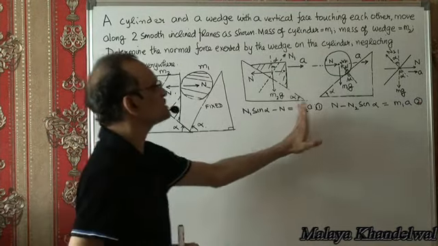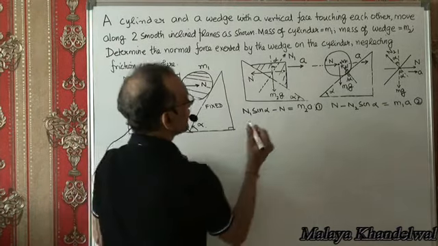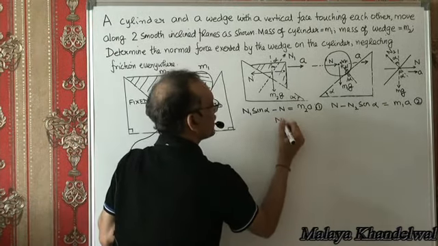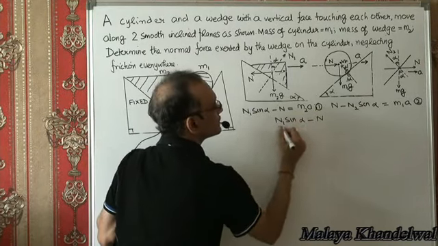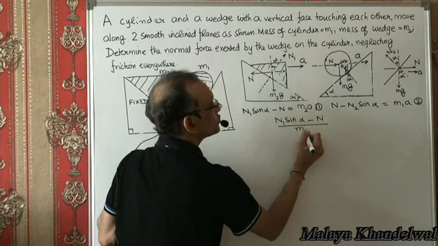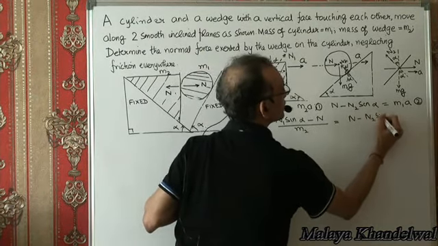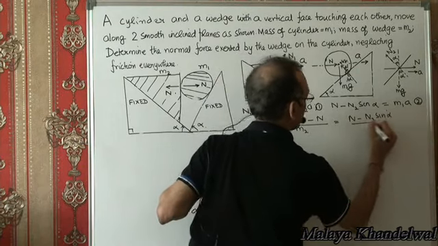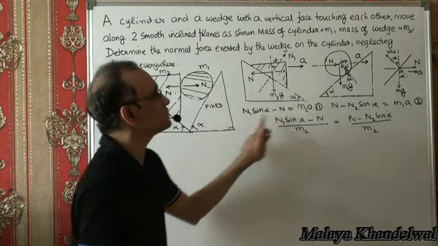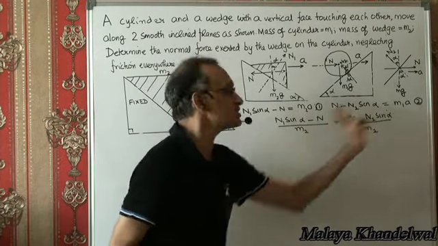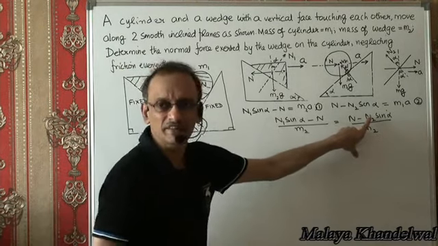Now, of course, from these two, I can eliminate A because A is not what I'm seeking. So to eliminate A, I have (N1 sine alpha minus N) divided by m2 equals (N minus N2 sine alpha) divided by m1, right? By eliminating it, this by m2 is this by m1, each is equal to A. Now, I also need to eliminate N1 and N2.